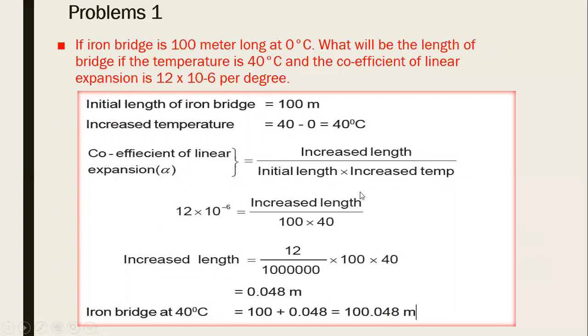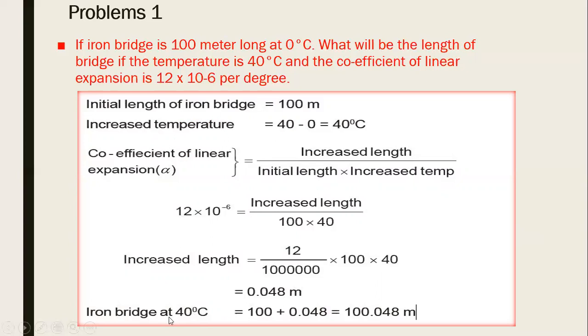So the increase in length is what you have to find. This term will move to this side: 12 into 10 raised to minus 6 into 100 into 40. So 12 into 100 into 40, with 10 raised to minus 6 as the first term in the numerator, and moving to the denominator it will be divided by 10 raised to 6. So the value will be 0.048 meter. The increase in length is equal to 0.048 meter.